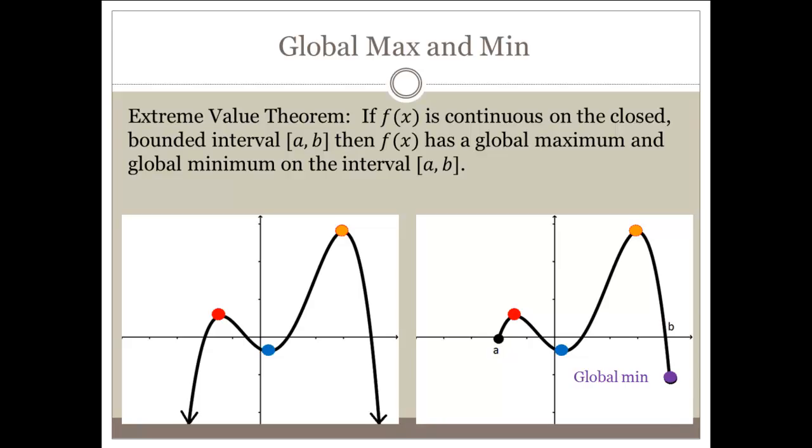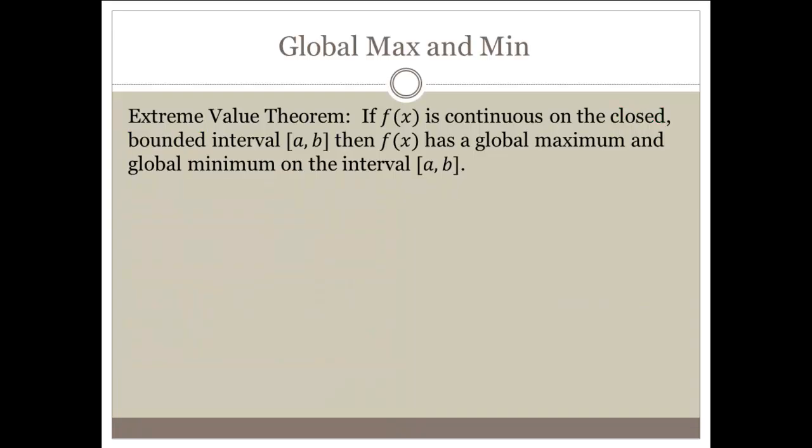Before we look at examples of this, what do I mean by the words closed and bounded? Closed means that our interval [a, b] includes the endpoints a and b. And bounded means that neither a nor b is infinite, so a and b are real numbers. Notice that the extreme value theorem only tells us that a global maximum and global minimum exist. But how do we find them?